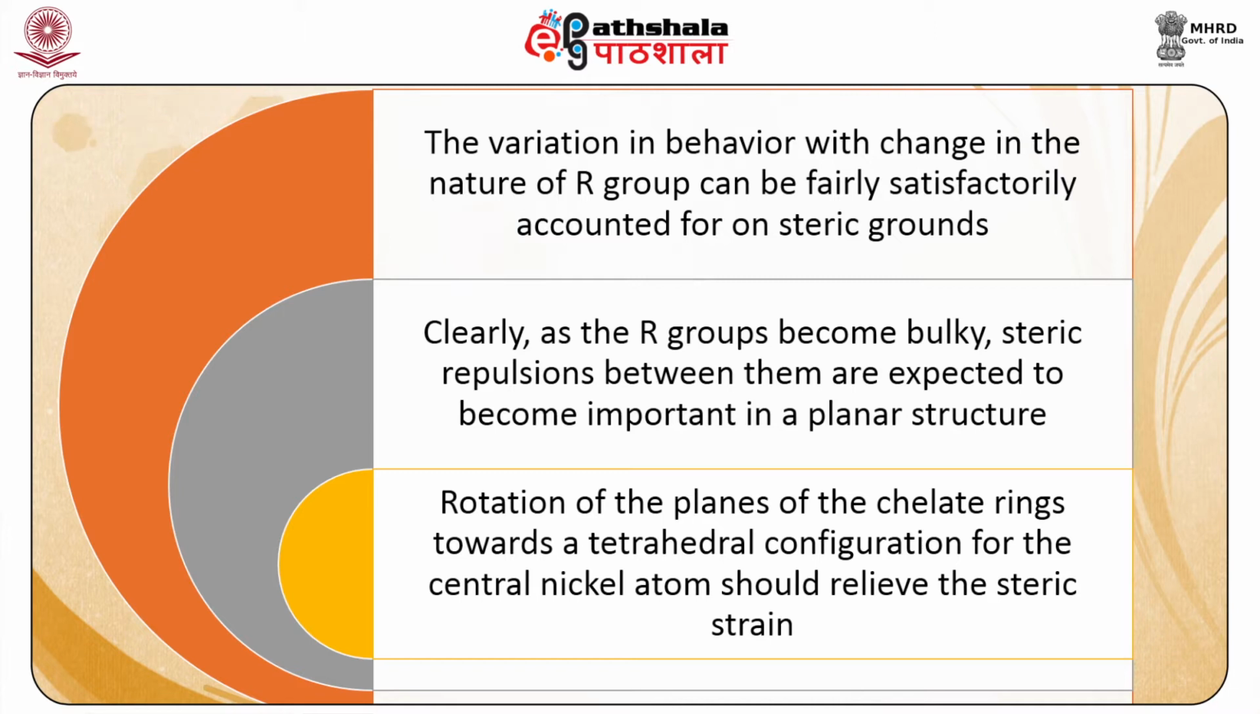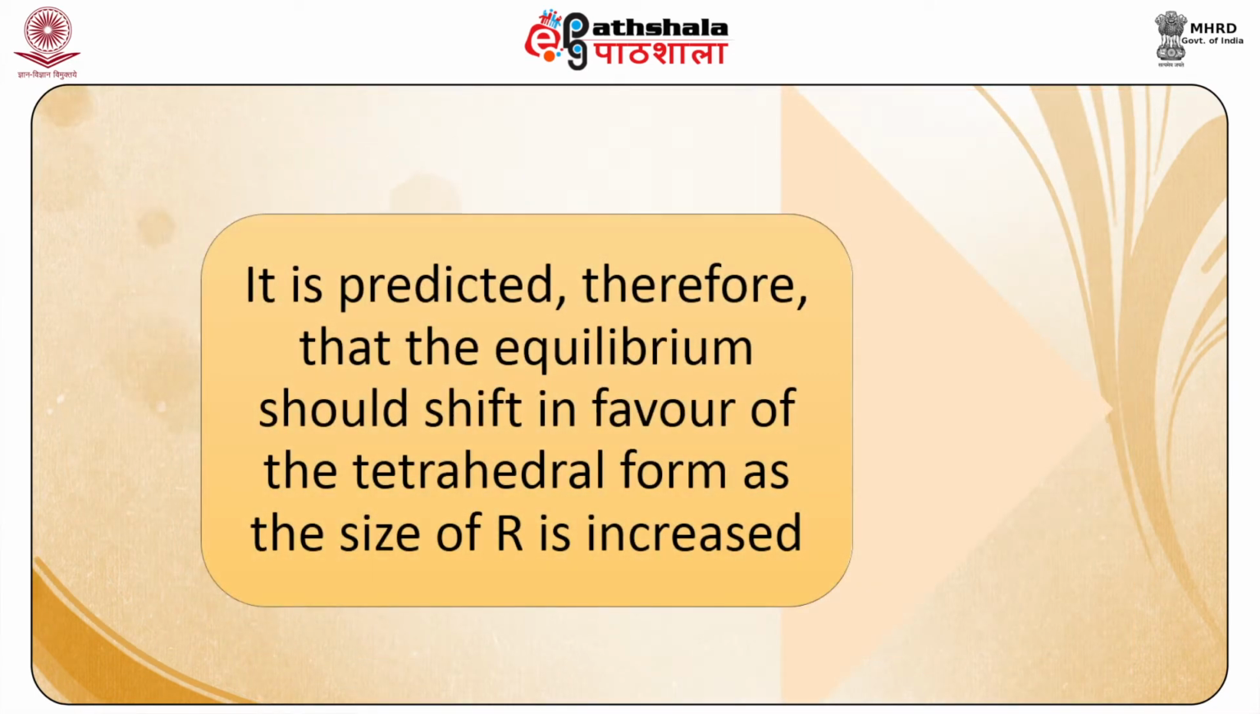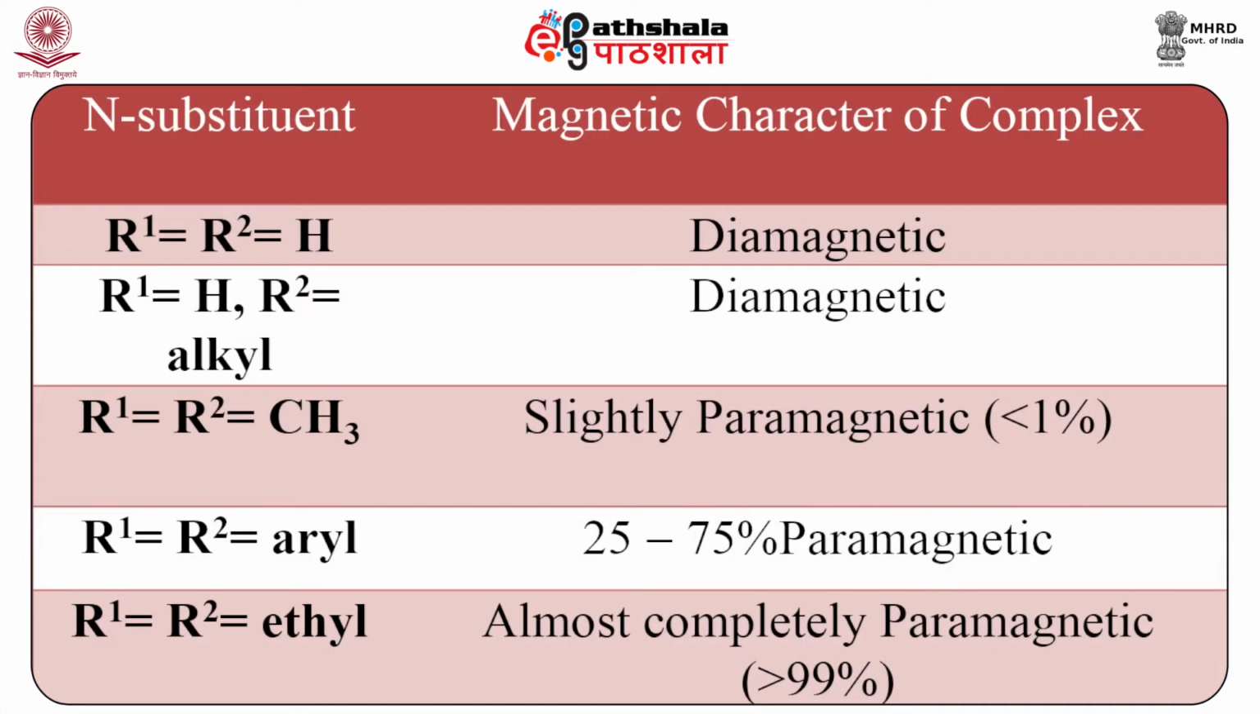Clearly, as the R groups become bulky, steric repulsions between them are expected to become important in a planar structure. Rotation of the planes of the chelate rings towards a tetrahedral configuration for the central nickel atom should relieve the steric strain. It is predicted, therefore, that the equilibrium should shift in favor of the tetrahedral form as the size of R increases. This proved to be the case, as shown in the table on the screen. Extensive diamagnetism of the N-aryl substituted complexes is attributed to a rotation of the plane of the aryl ring out of the plane of the seven-membered ring.